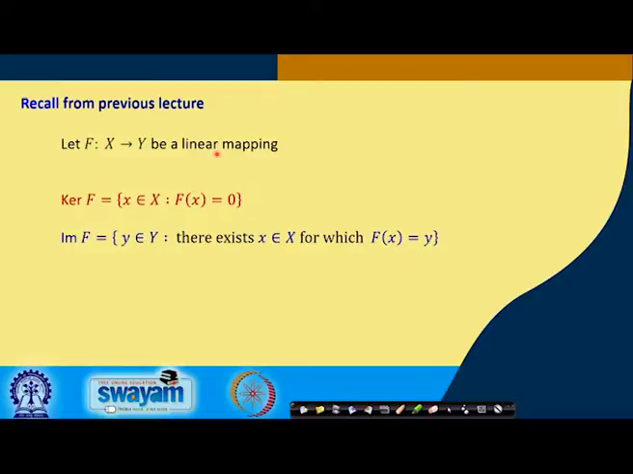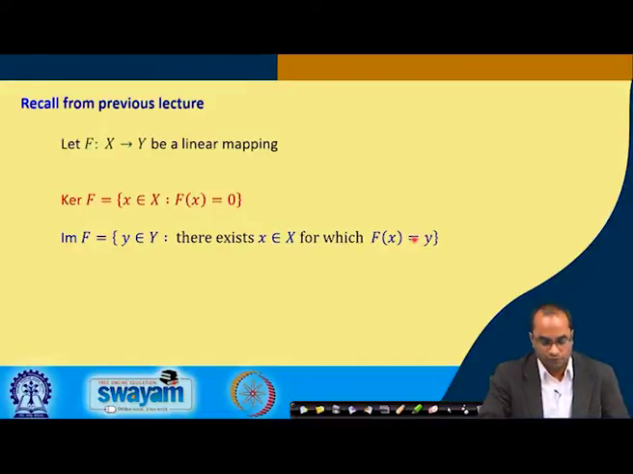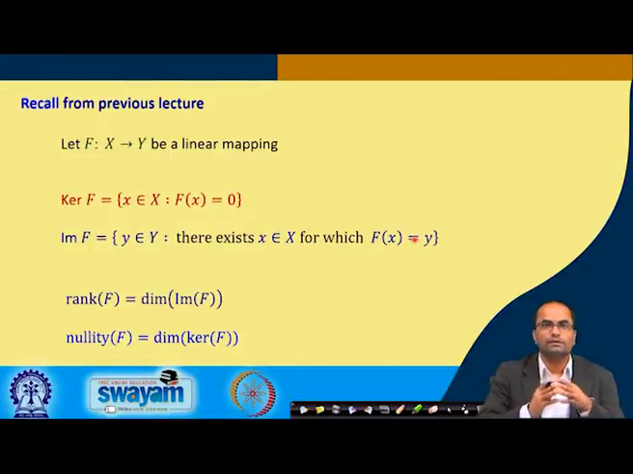if f is a linear map, then the kernel of f is defined as the vectors from X whose map is 0 in the vector space Y, and the image is all the elements y of Y for which there exists an x in the vector space X such that f(x) = y. These were the two definitions for the kernel of f and the image of f. We have also seen that the rank of f is the dimension of the image of f, and the nullity is defined as the dimension of the kernel of f.